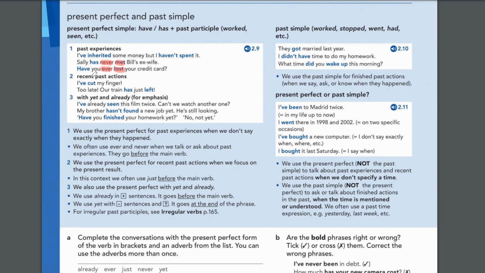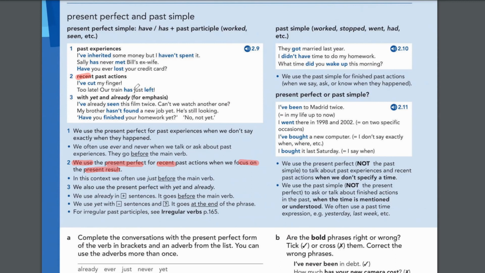Second point, we use present perfect simple for recent past actions. Past action, something happened in the past, but it's recent. Recent means not long ago. We use present perfect for recent past actions when we focus on the present result. So usually if something happens recently, we can have its effect at the present. It has some connection to the present.